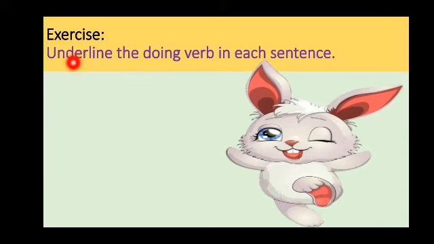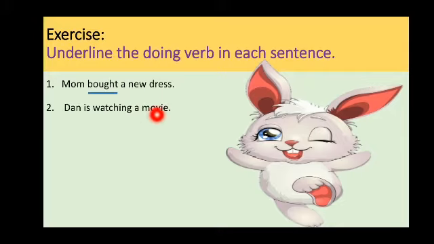In this exercise, we have to underline the doing verb in each sentence. Mom bought a new dress. So what is doing verb here? Is there any word that is showing an action? Bought. Bought is a doing verb, okay? Bought is the past form of buy. So it is doing verb.